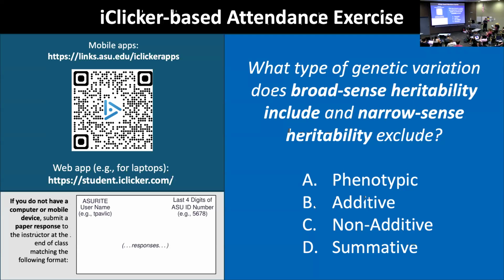All right, so the question is, what type of genetic variation does broad sense heritability include and narrow sense heritability exclude? There's a type of genetic variation that could explain phenotypic variation. Broad sense heritability includes that type of genetic variation. Narrow sense gets rid of it for simplicity. And so the answer I'm looking for is either phenotypic, additive, non-additive, or summative.